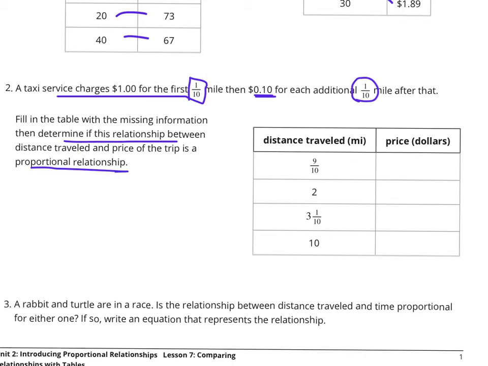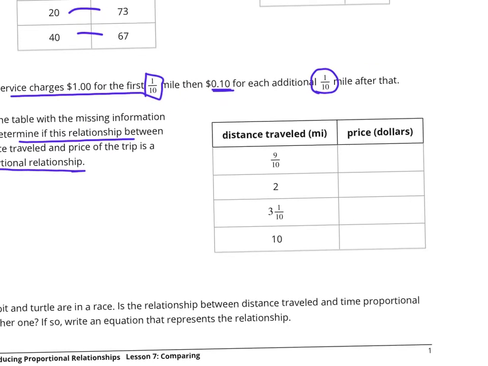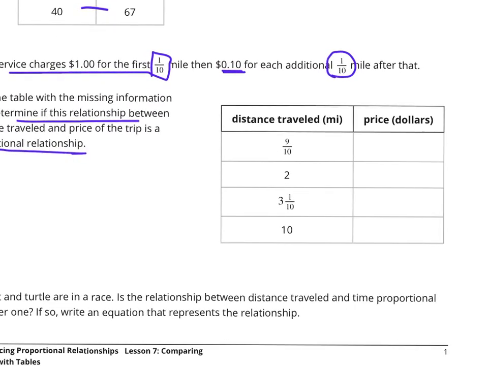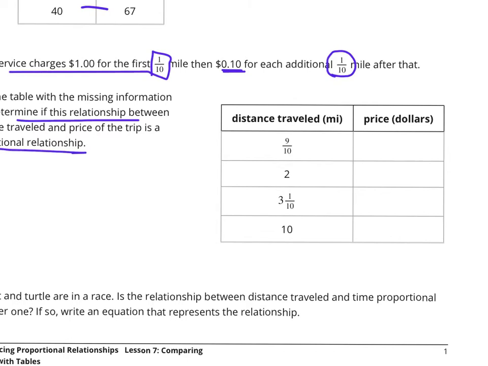So we're going to find out what's going in that second column, and then we're going to divide each one of them and see if we get the same number each time. So it charges $1 for the first tenth of a mile, and then 10 cents for each additional tenth of a mile after that. So if we're going 9 tenths of a mile, $1 for that first tenth of a mile.